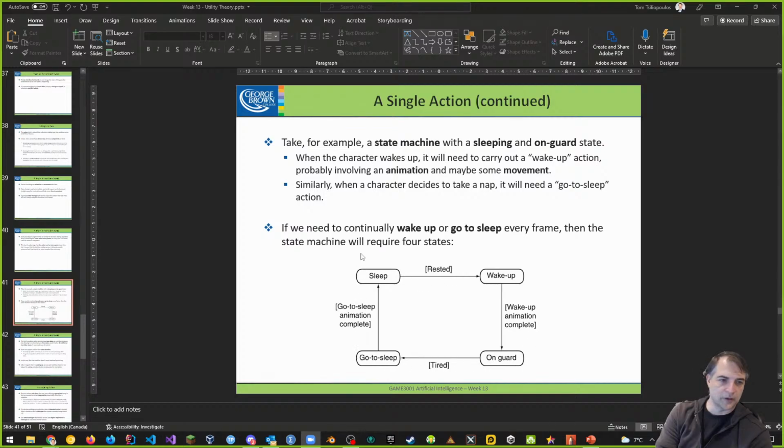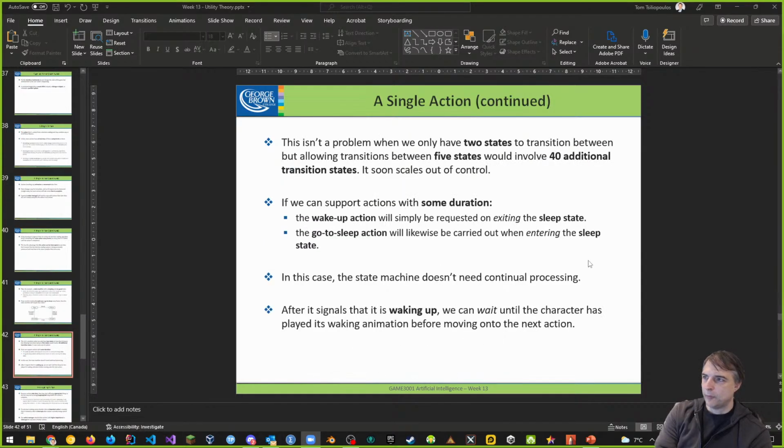Very, very simple game loop, if you will. But we only have 2 states. What happens if we have 5 states? That would involve 40 additional transition states. So it soon scales to be completely out of control, right?